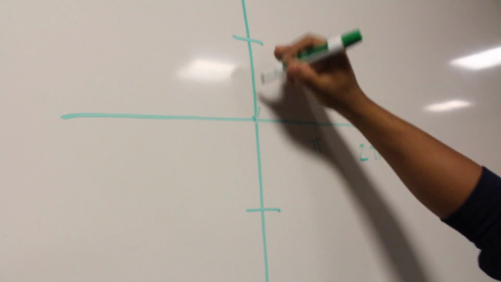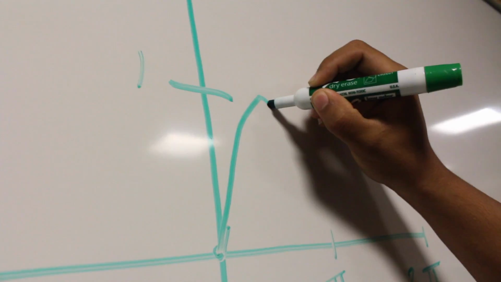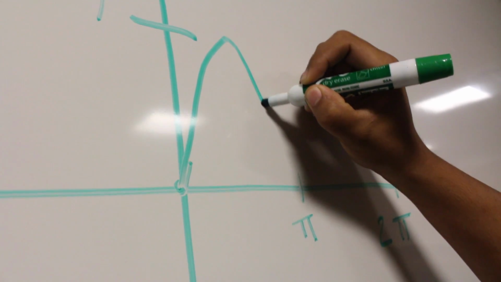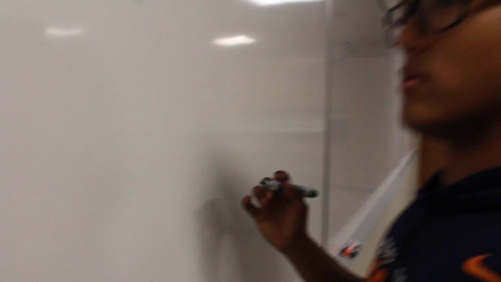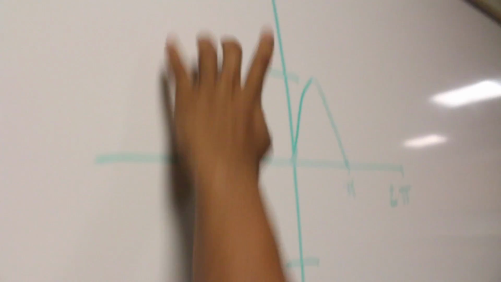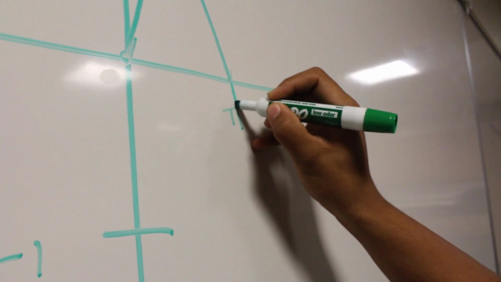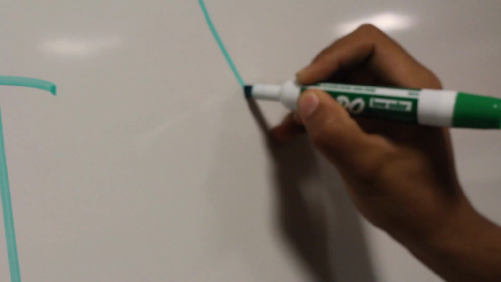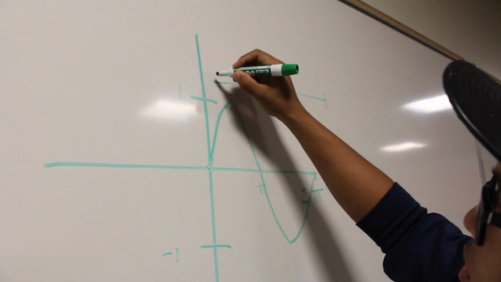It's going to go up all the way to 1, because that's the amplitude, and then it's going to go down from there, intersecting at pi. Now, since the amplitude is an absolute value, you're going to have 1 and then -1 as your amplitude. It's going to go all the way down, and then it's going to shoot back up at 2 pi. So all of this is just one period.